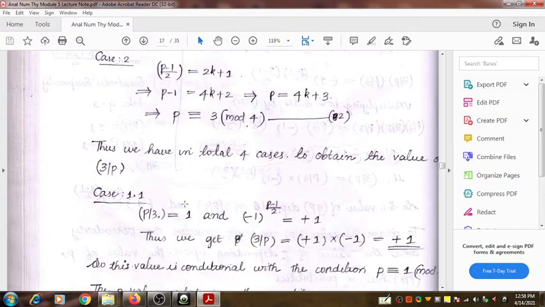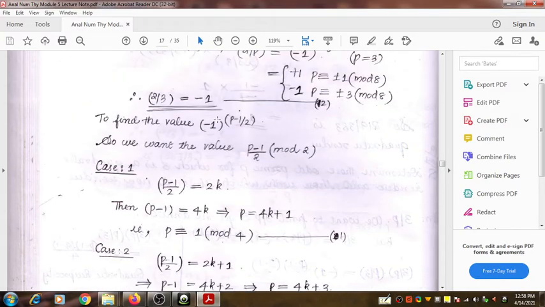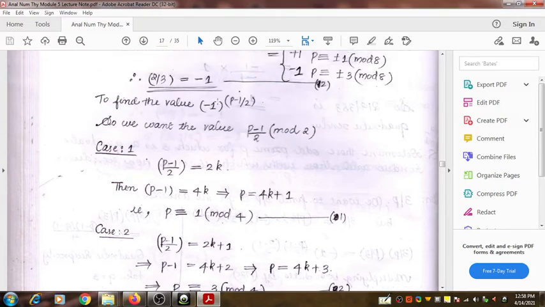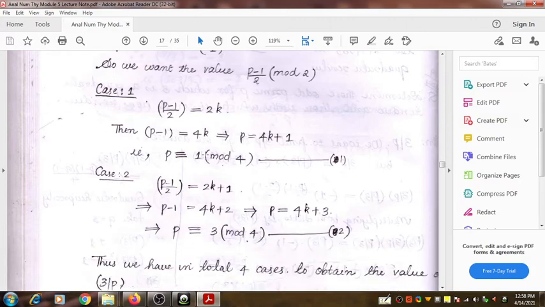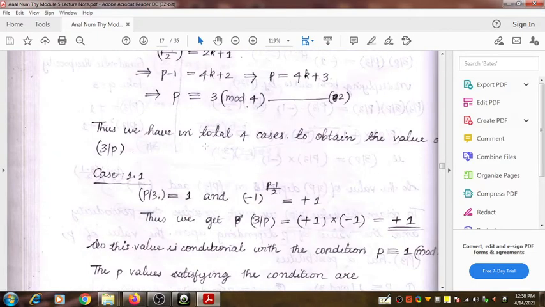Hence, since p is congruent to 3 mod 4, in that case, what happens to this quantity? It is minus 1. So whenever p is congruent to 3 mod 4, we obtain minus 1 from this quantity, and if p is congruent to 1 mod 4, we get plus 1 from this quantity. And thus we have analyzed the situation.